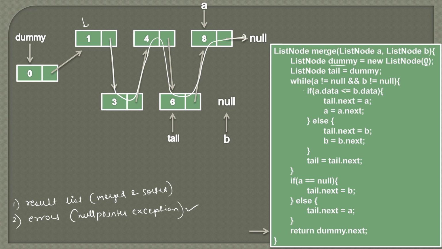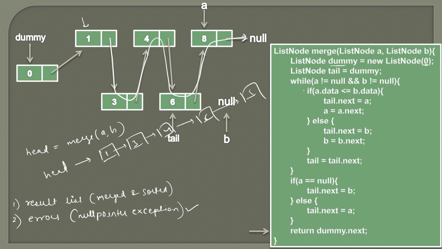So the method which is calling this merge will get a list node. Let's say if it is called like this. So our head will be pointing to 1 and it goes like 3, 4, 6 and 8 and so on. So this head will be in the stack and this will be in the heap, all the nodes.